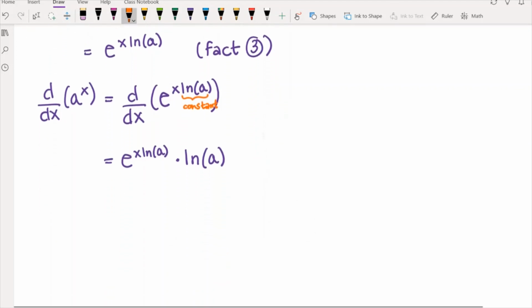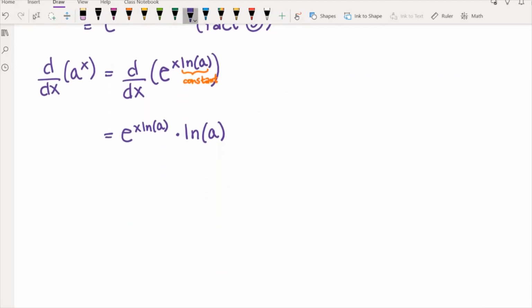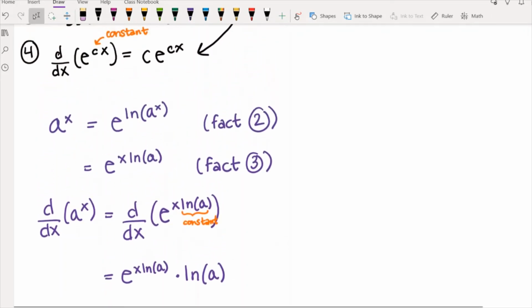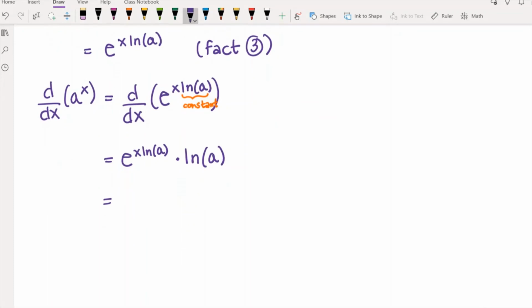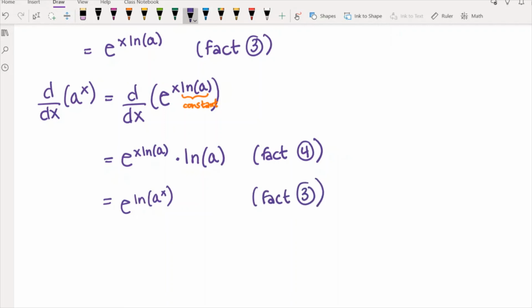Okay, so now let's actually rewrite this, and we're basically going to use the same thing that we did to go from this to this, but in the opposite direction. So we have e to the x times ln of a. Well, that's the same thing as e to the ln of a to the x. And maybe let me just write down here, this was fact 4. So here we're using fact 3 again, just cleaning things back up. And then we still have this times ln of a.